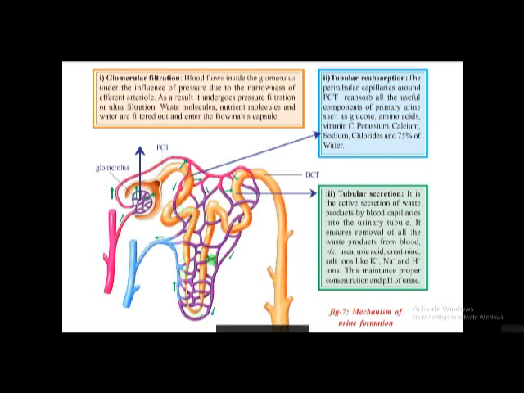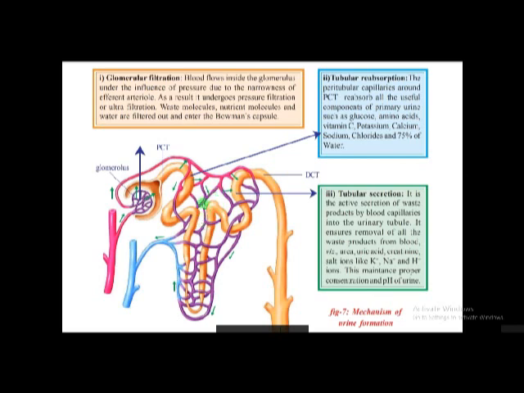In the loop of Henle, some percent, that means 10% of water gets absorbed, and the urine comes into the distal convoluted tubule. In the distal convoluted tubule, the third step, that is called tubular secretion, takes place. Tubular secretion means here secretion of waste products from the blood takes place. Here small blood vessels are here.